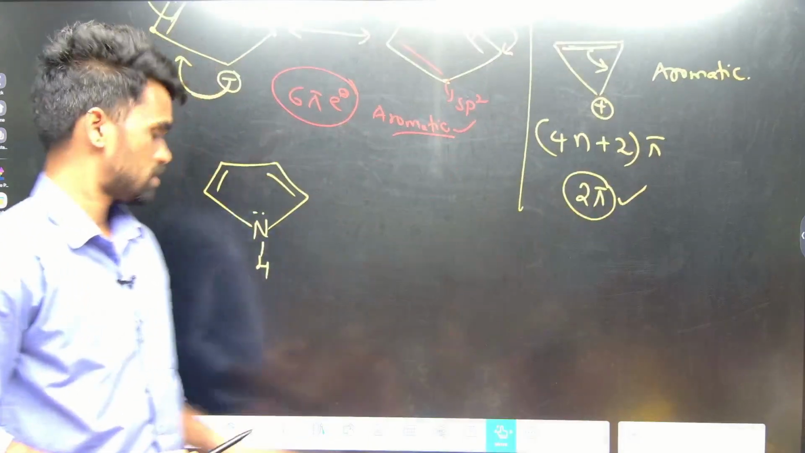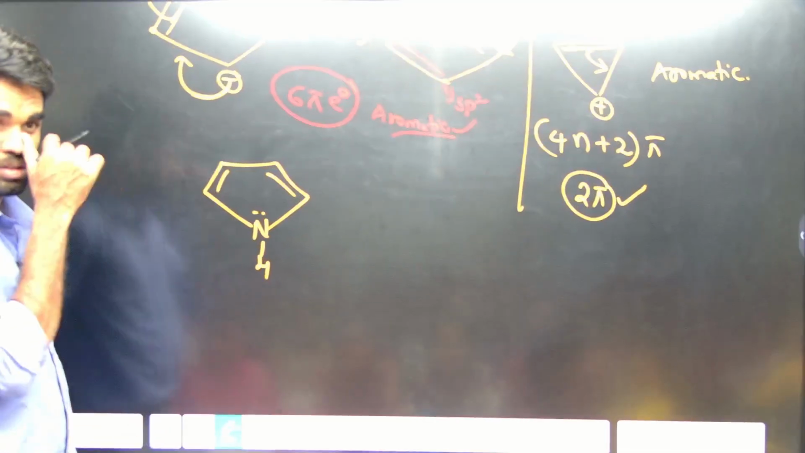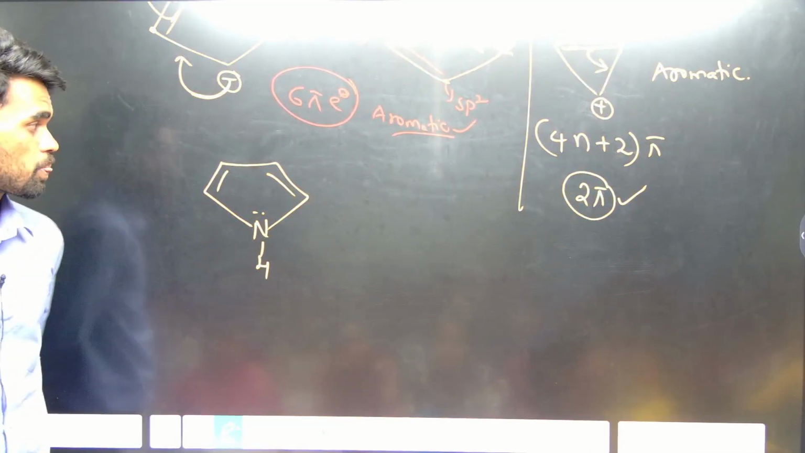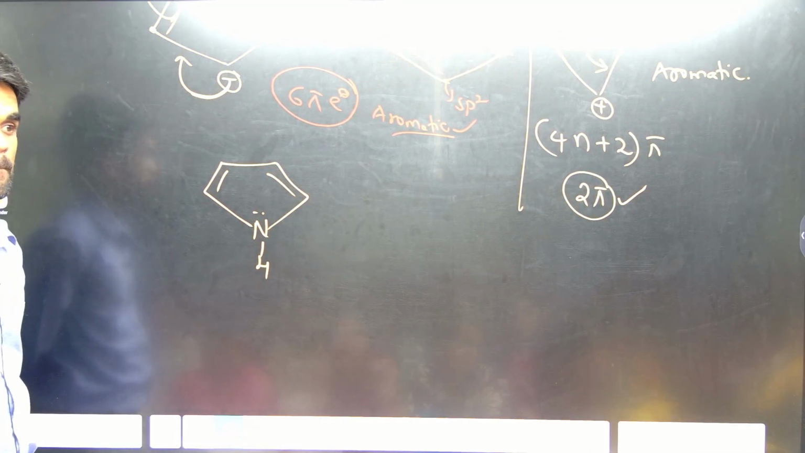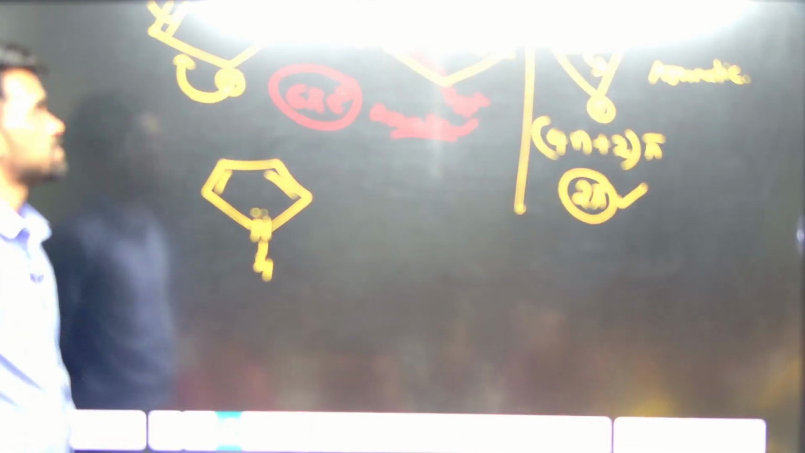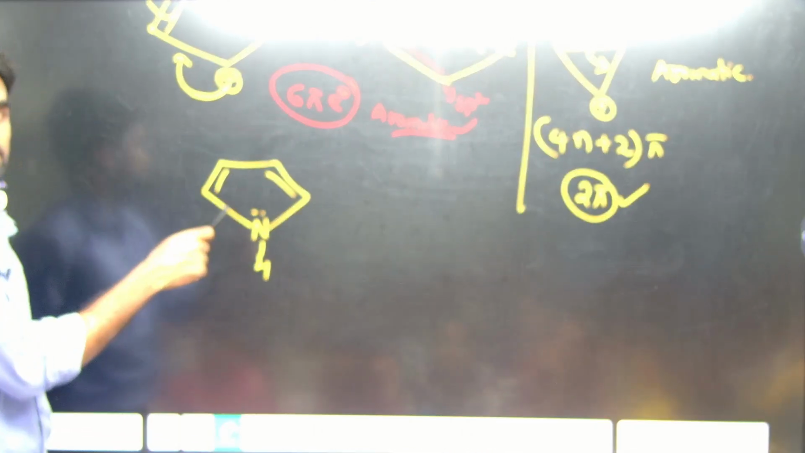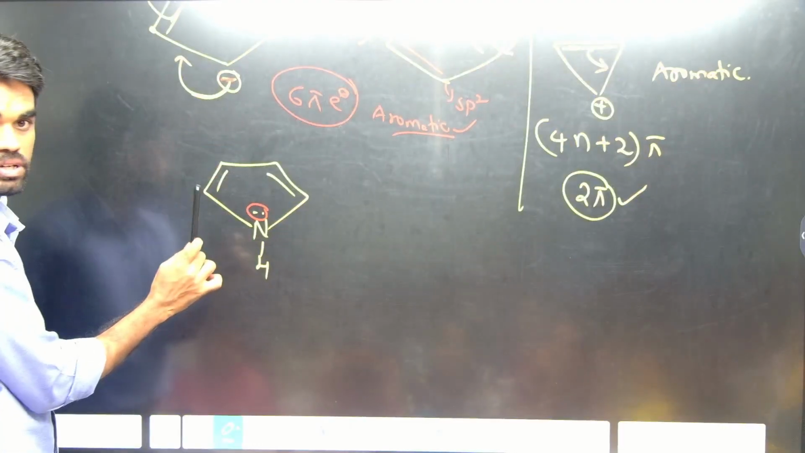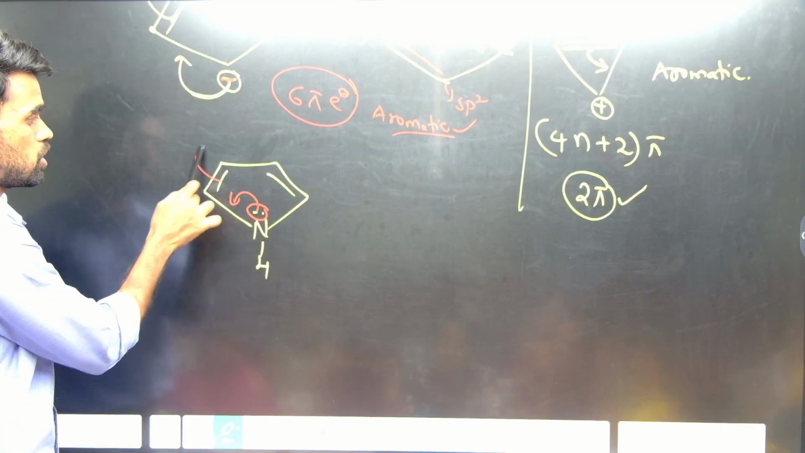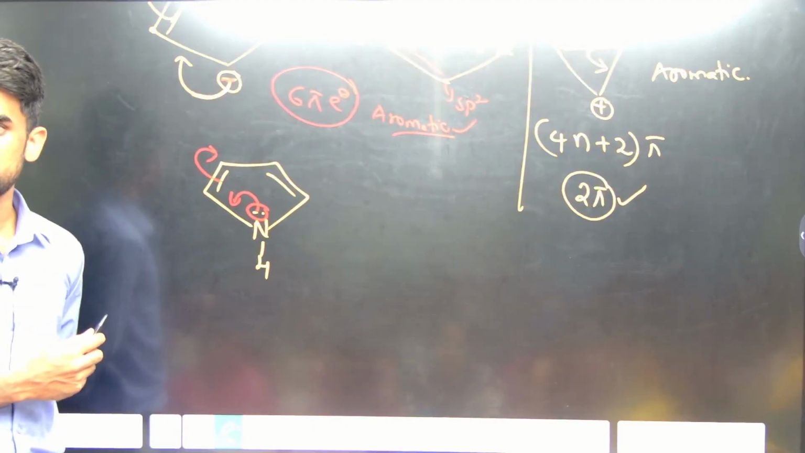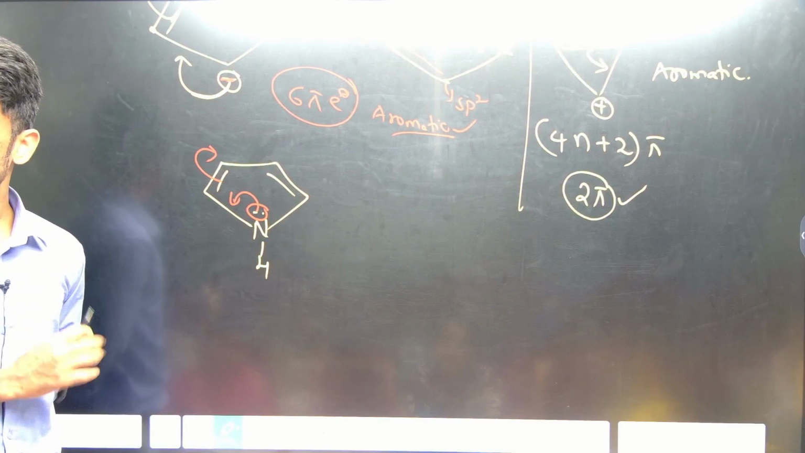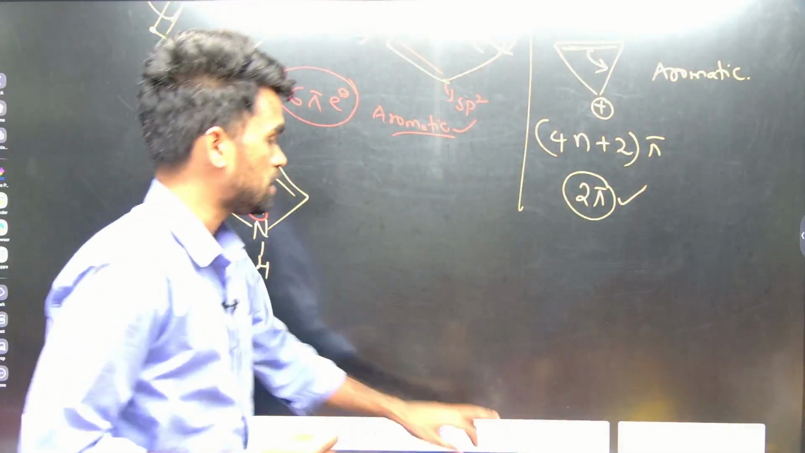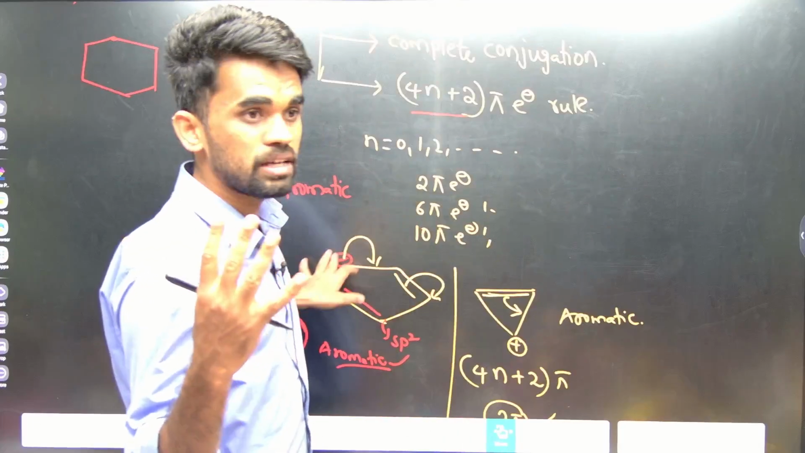Fast, tell me fast. Cyclic, conjugation, like this lone pair electrons. Here you saw the negative charge, here there are lone pairs. So they can also participate in the conjugation. 6 pi electrons, aromatic. Is this clear? Okay. Now what are the 4 conditions I told you for aromaticity?